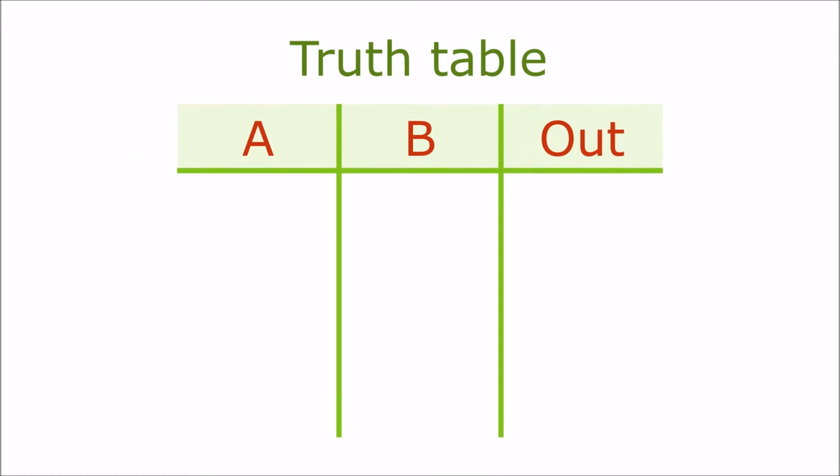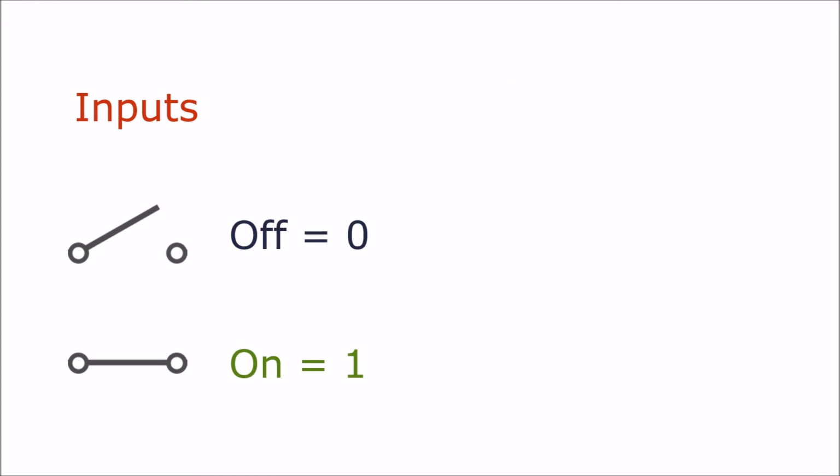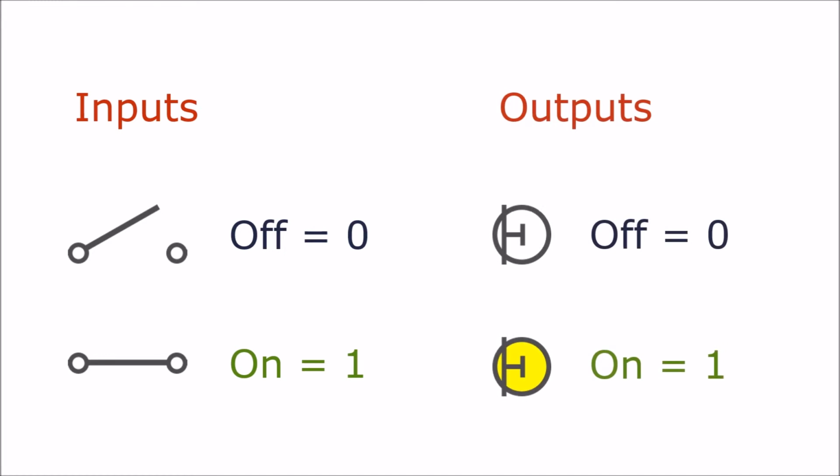We can use a simple table to record whether the light will be on or off depending on the positions of switches A and B. This is called the truth table. In the table we will use the number 0 to indicate that the switch is off and the number 1 to indicate that the switch is on. For the light we will do the same. 0 indicates the light is off, 1 indicates the light is on.